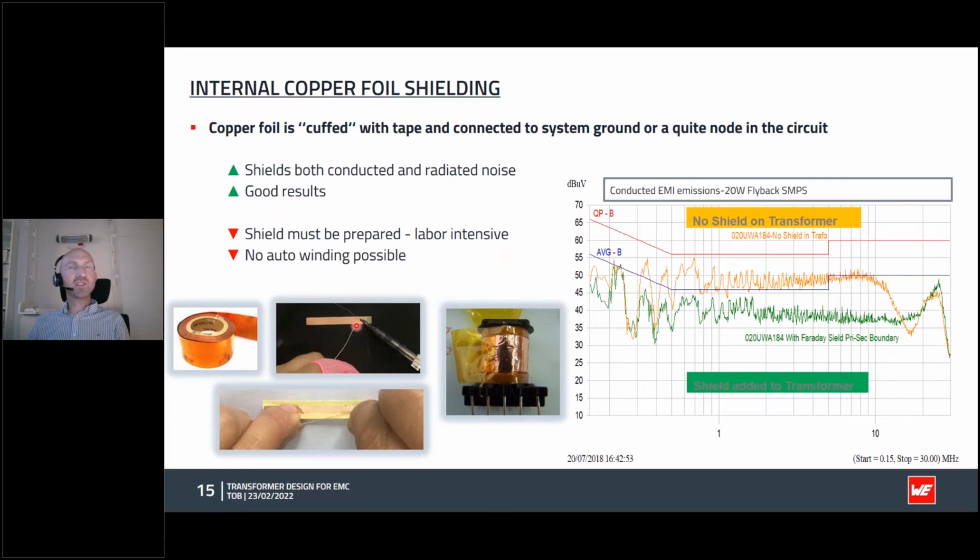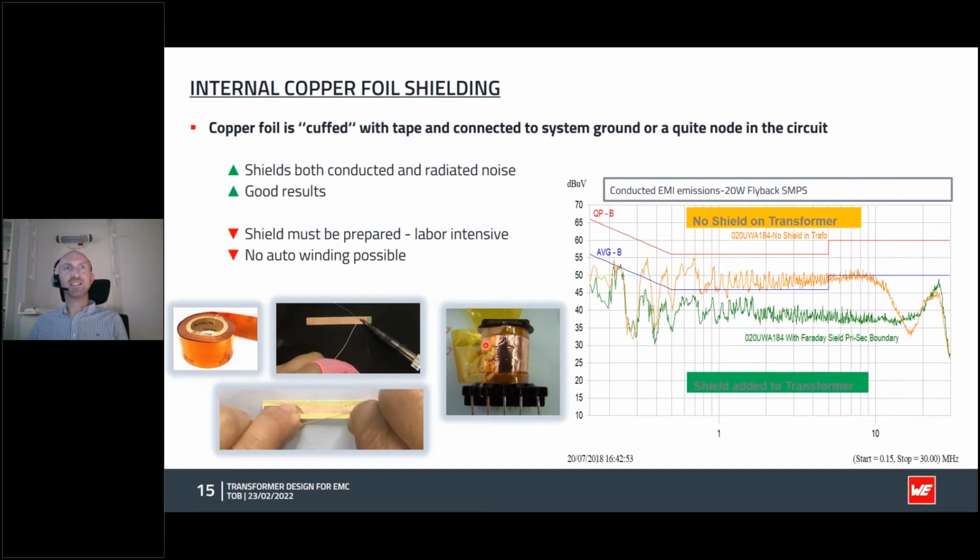So one thing we can do is add a copper foil shield directly between this primary secondary interface. This shield wire is typically a foil, a very thin copper foil. So we should always make sure it's very, very thin copper foil to reduce eddy current losses in that. And also very important when you're winding these shields is not to connect one end to the other.